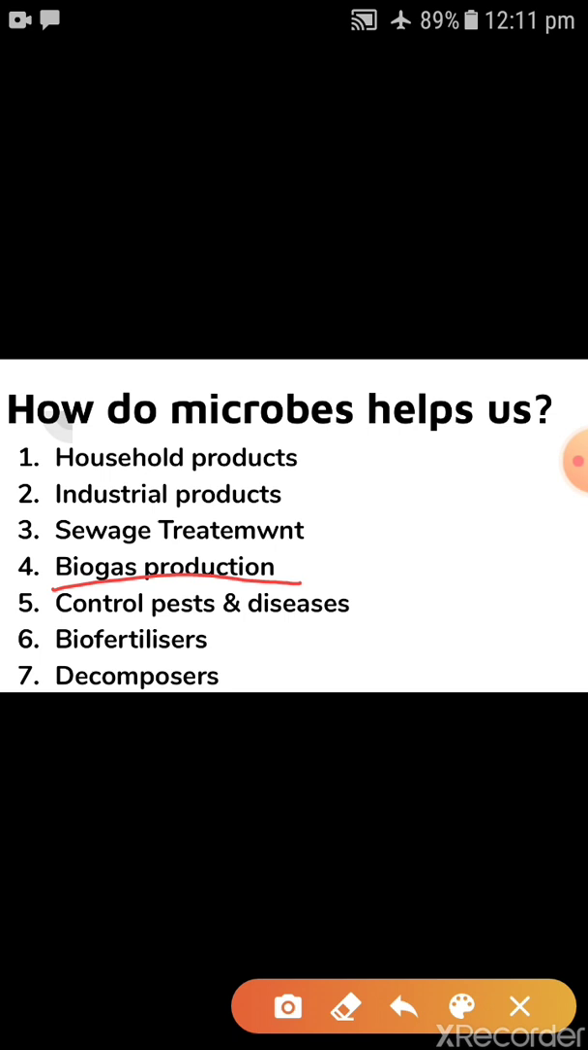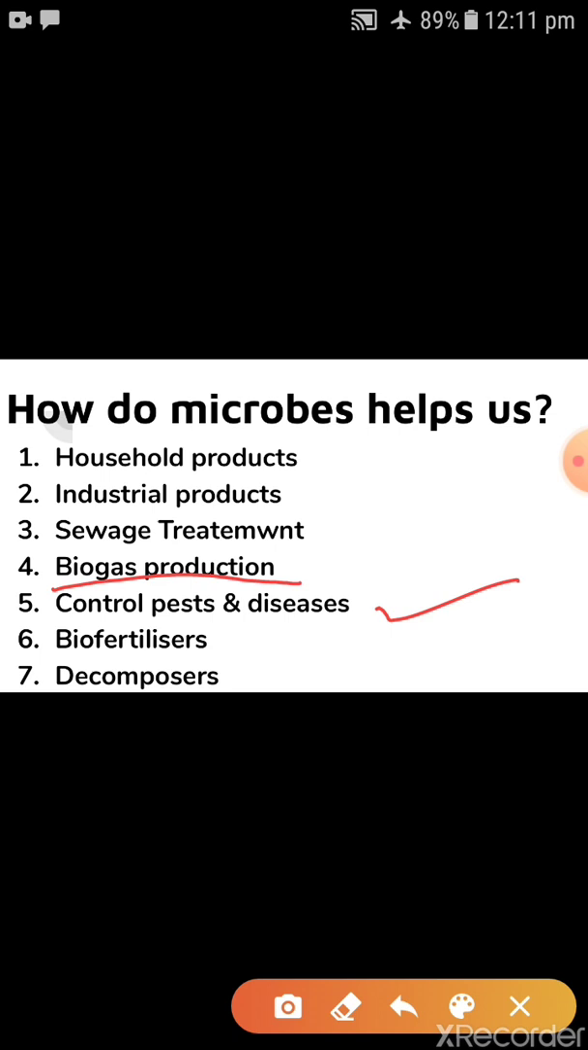Next is control of pest and disease. Children, about pests, we have discussed in our first chapter. Pests are the insects which harm crops. So for killing them, microbes are needed. For killing pests, we need microbes.